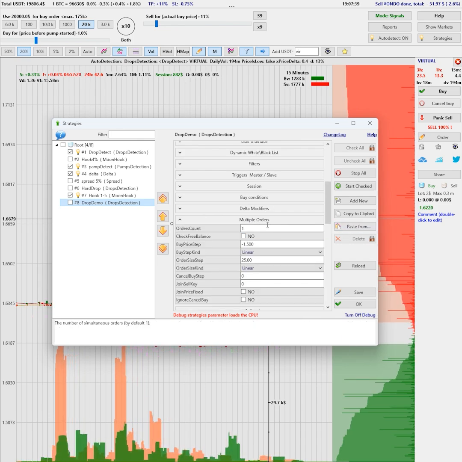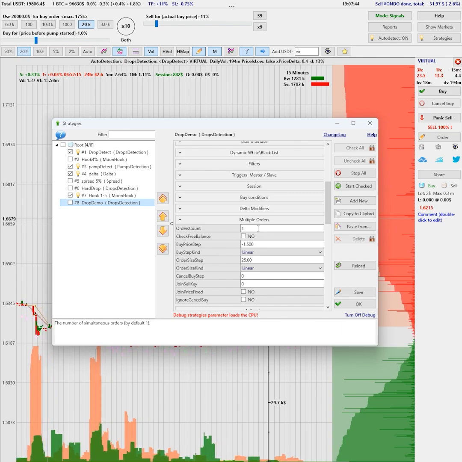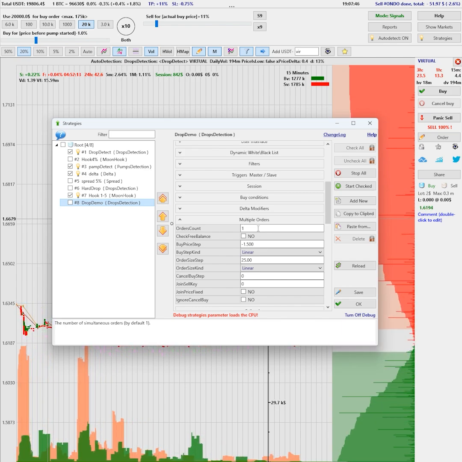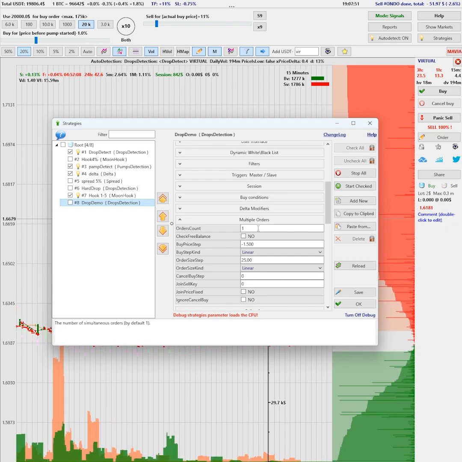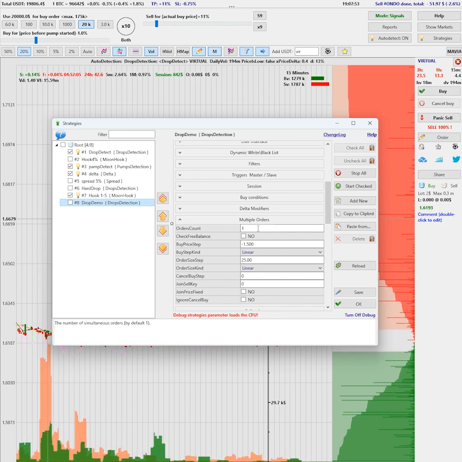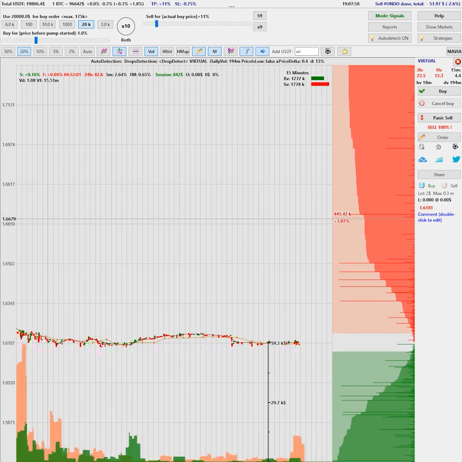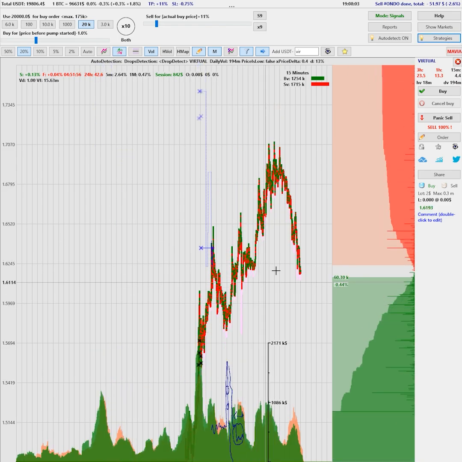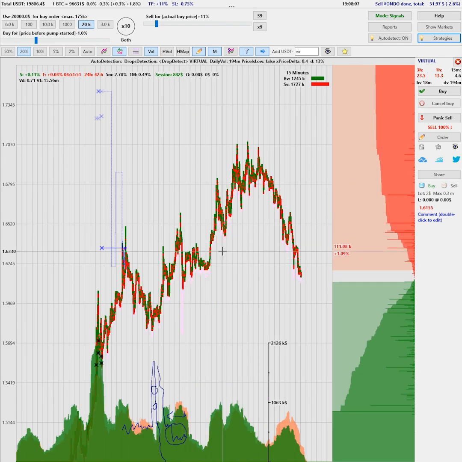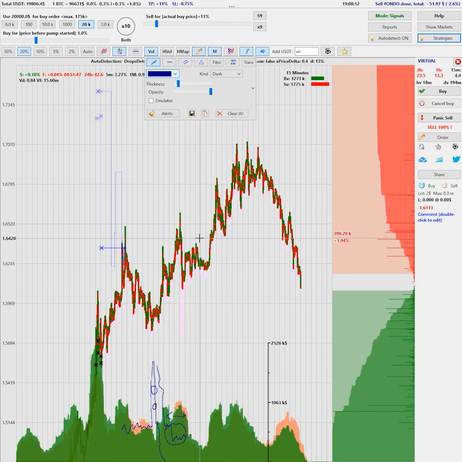Multiple orders. You can have it do multiple orders, and you can set rules of what increments those orders might be. So for example, to use this, let's say you want to do some sort of slow drops detection. This would only work in a bull market, by the way.